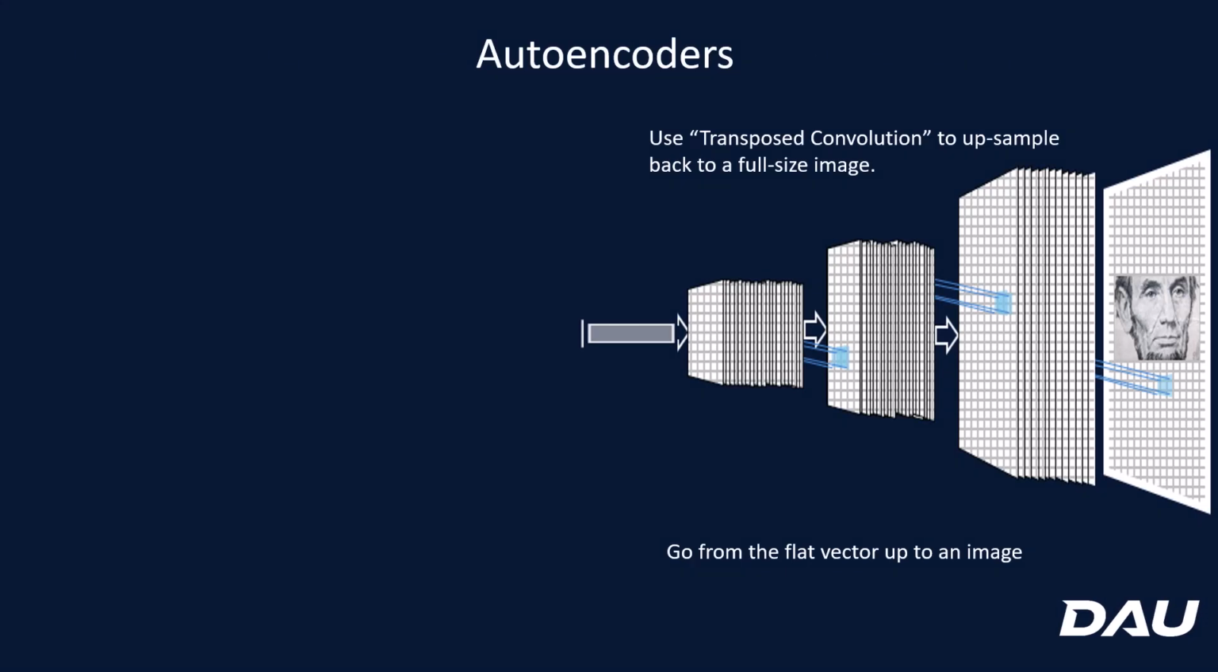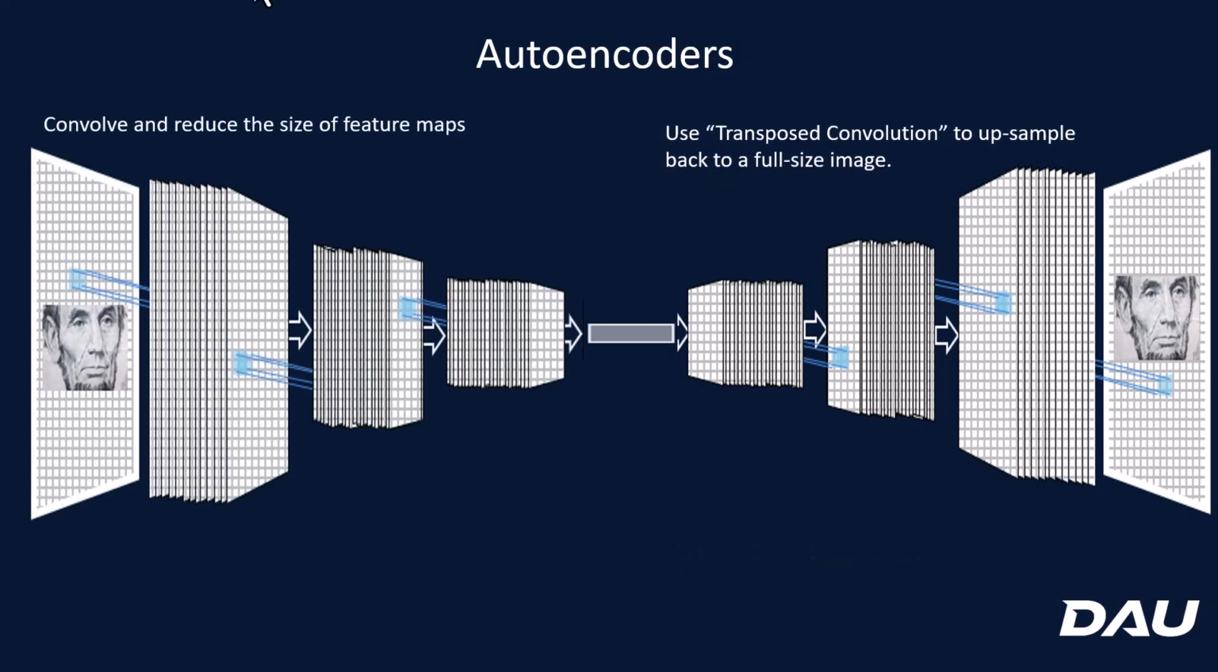Okay, so that's the right side of the autoencoder. And now you understand the left side. You zip them down, you zip them back up. Now you wonder, well, Dave, why in the world did you tell me about autoencoders? Yeah, I got it. They're easy to understand, but what's that got to do with GANs?